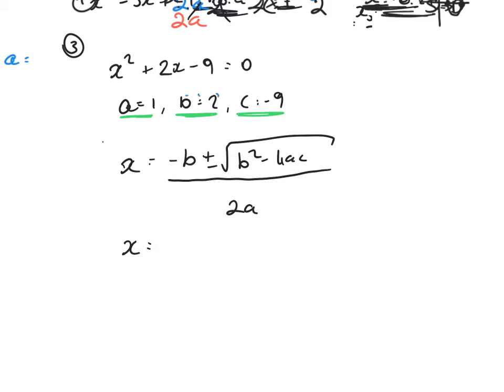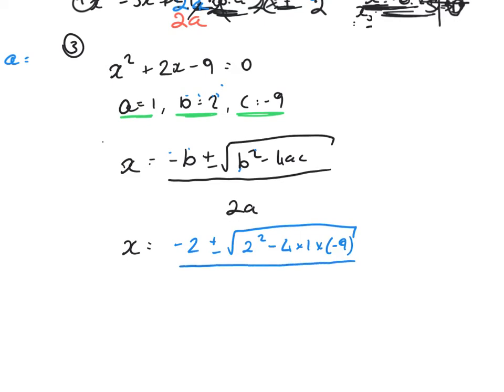Okay, b is 2, so minus b will be minus 2 plus or minus the square root of b squared, so it's going to be 2 squared, minus 4 times a times c, so it's minus 4 times 1 times minus 9. Let's just be careful of that. Minus 4 times 1 times minus 9. Let's put that in a bracket. All divided by 2 times a, 2 times 1.